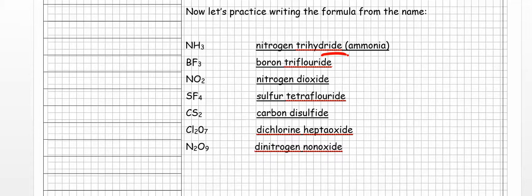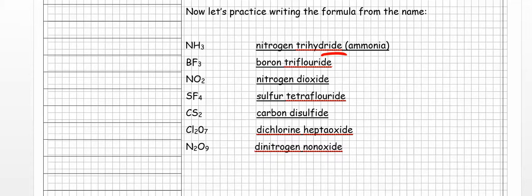The next one is SF4. Sulfur tetrafluoride. Sulfur tetrafluoride. SF4, sulfur tetrafluoride. Next one, CS2 would be carbon disulfide. Carbon disulfide. Cl2O7, what would that one be? Dichlorine heptoxide.